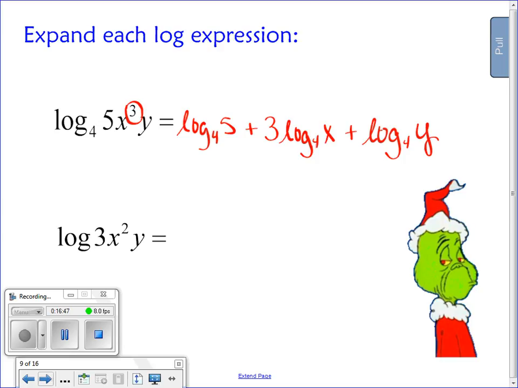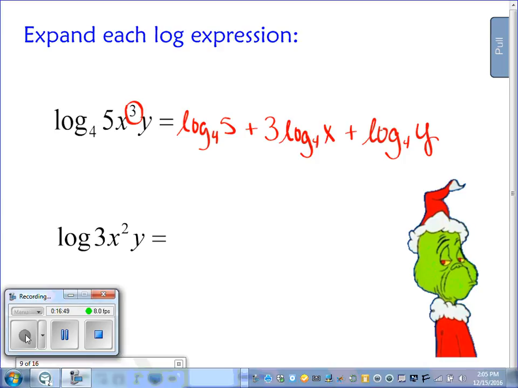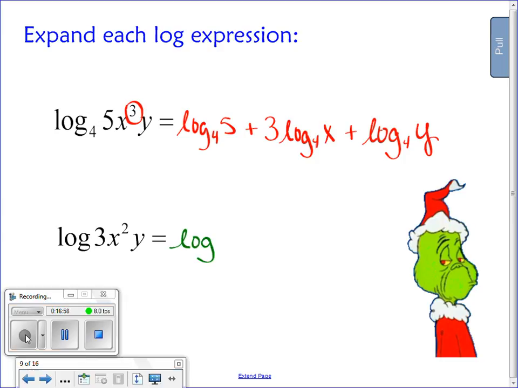So you guys go ahead and try the other one up here. If you haven't done it at this point, you ain't gonna do it. All right. So what did we have? Do I have to write base 10? No, it's implied. So log of 3 plus 2 log x plus log of y. How are we feeling? You okay with that one?